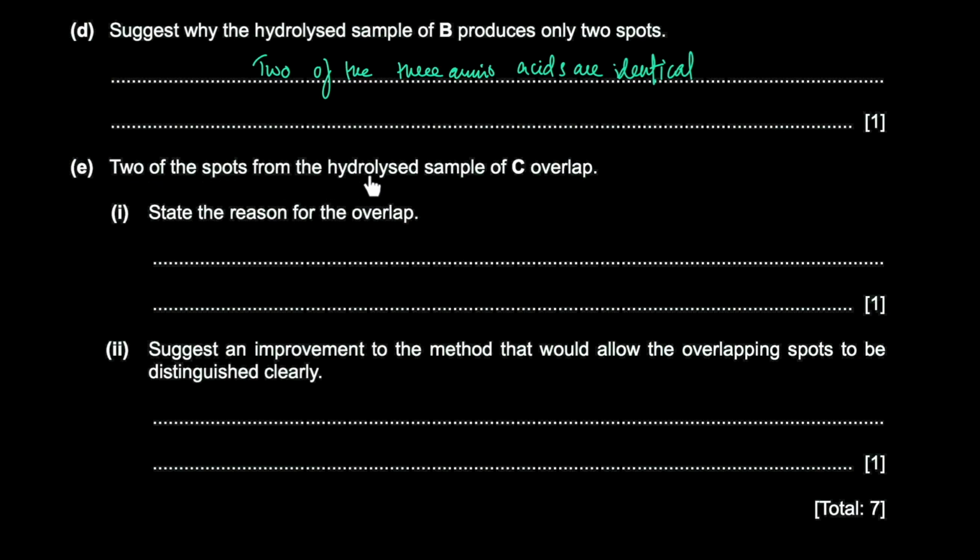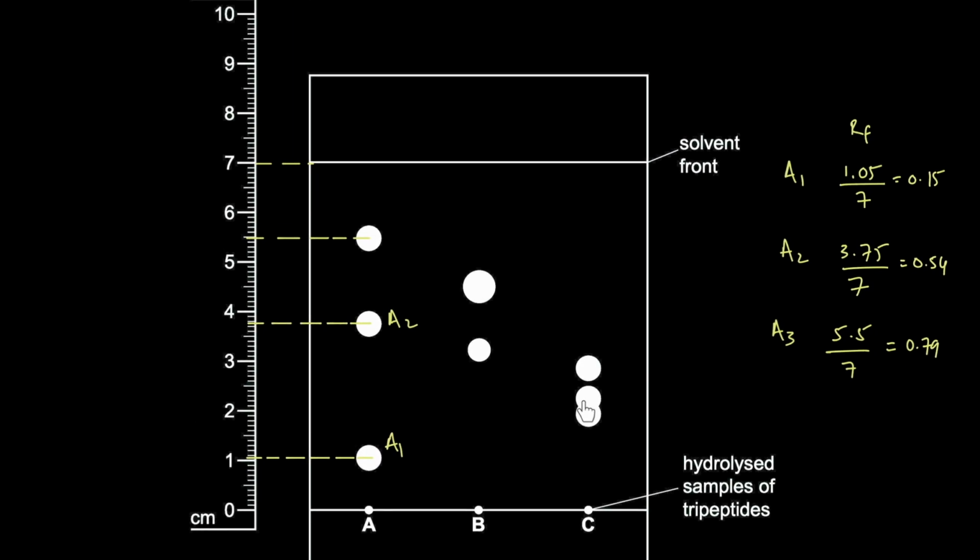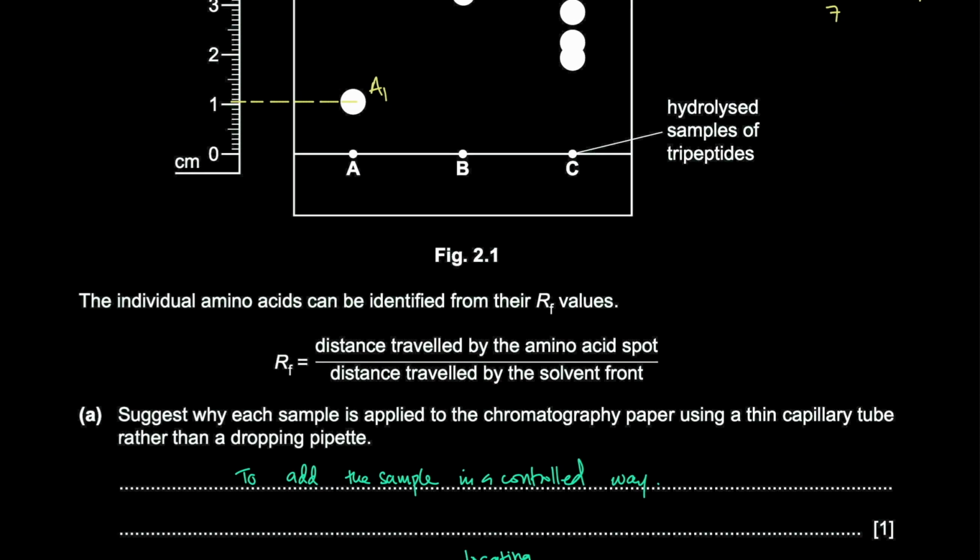Two of the spots from the hydrolyzed sample of C overlap. State the reason for the overlap. Now, in the sample of C, we see that these 2 spots are overlapping, which means these 2 amino acids must be similar. In other words, they probably have similar solubility in the solvent. As the solvent moves up, it carries the amino acids with it. Whichever amino acid is more soluble will move a greater distance, because the solvent is the mobile phase. So these 2 amino acids could have similar solubilities, which means they're similar amino acids, and therefore they have similar RF values.